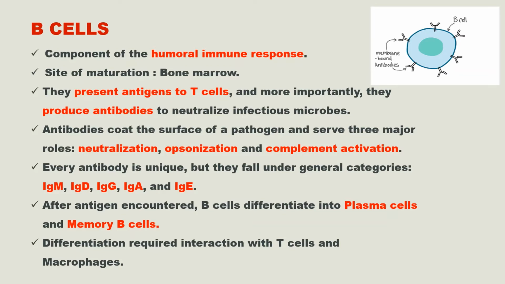Antibodies coat the surface of pathogens and serve three major roles. So, the three major roles of antibodies are neutralization, opsonization, and complement activation. That you have to remember. Every antibody is unique, but they fall under general categories: IgM, IgD, IgG, IgA, IgE. So, 5 antibodies are there: IgM, IgD, IgG, IgA, IgE. You have to remember these names.